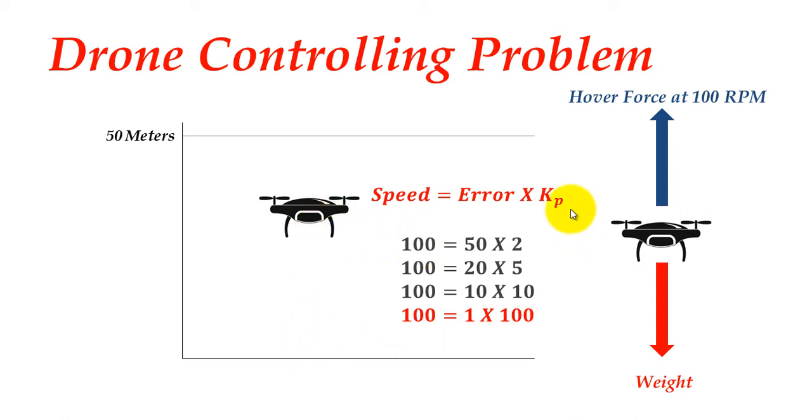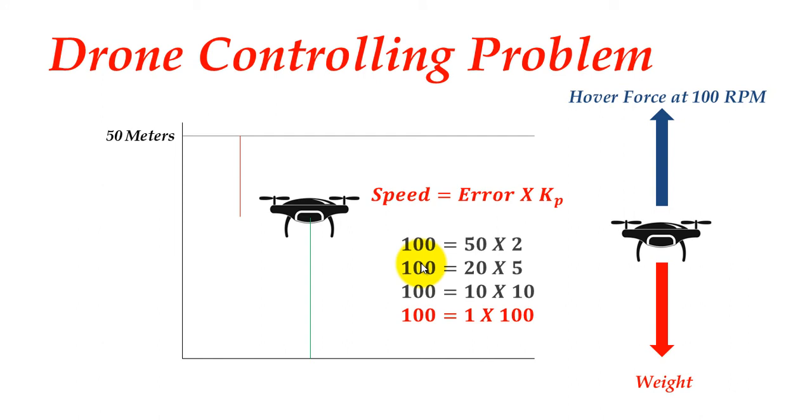We may increase the value of Kp to be, for example, 5. So in this case, the drone will go up until reaching a height of 30 meters. The error in this case is 50 minus 30, which equals 20 meters. And the speed equals 20 times Kp, which is 5, so it equals 100.